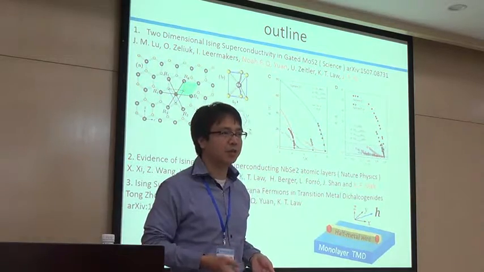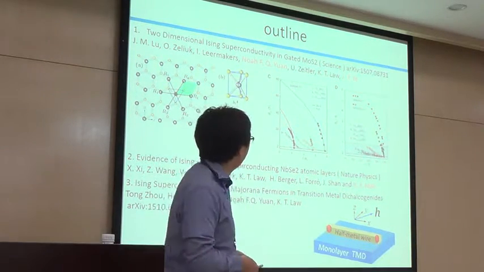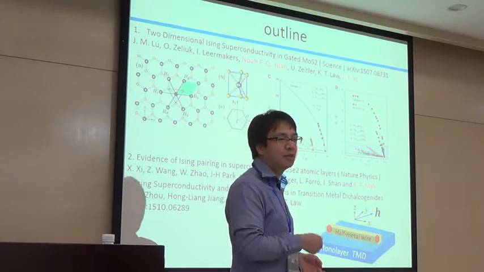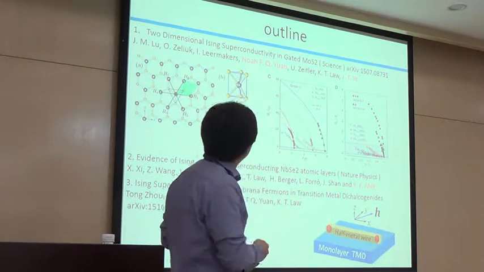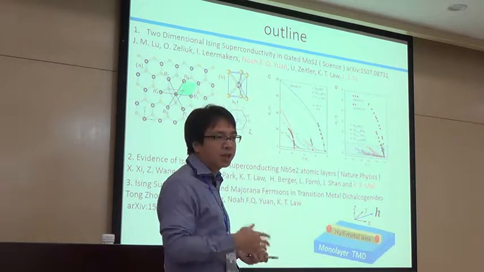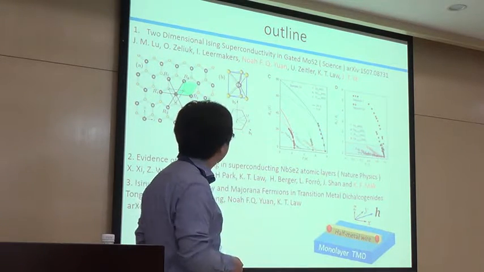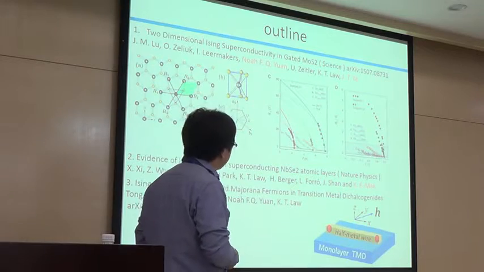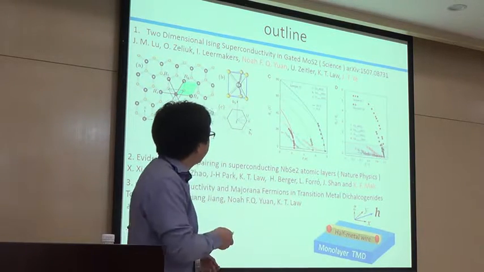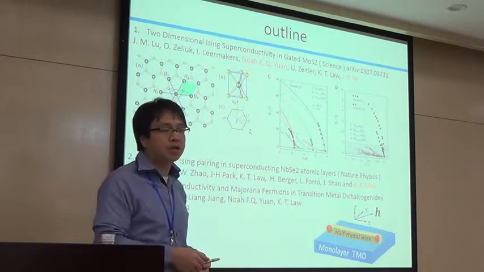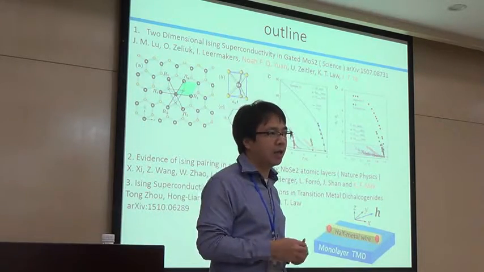And the question is, why? I will explain this a little bit later, which is related to the spin-orbit coupling of this system. So this is the one. And second, this Ising superconductivity is actually caused by spin-orbit coupling.